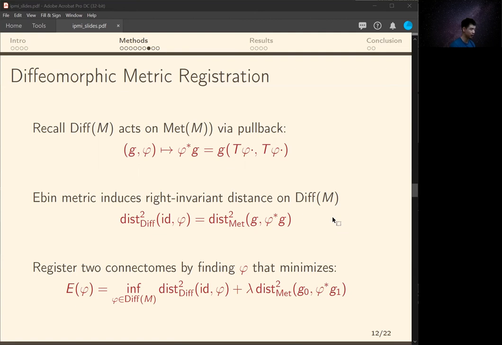So the first term is a regularization term. We want to keep phi as smooth as possible. And the second term is the measurement between G0 and phi pullback G1. We want to see how well phi registered G1 to G0.